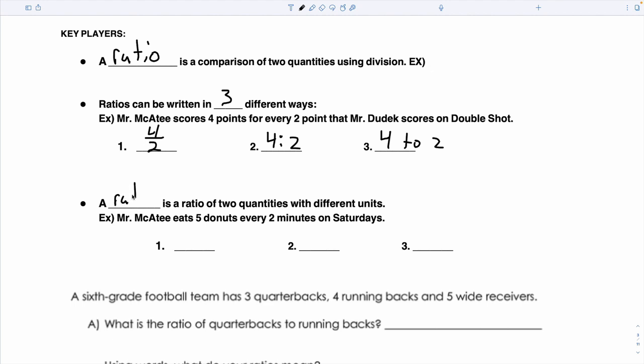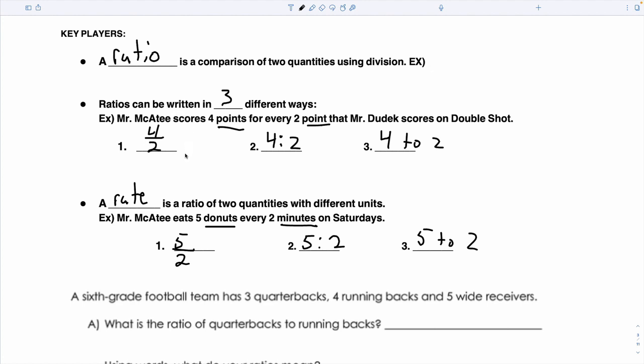A rate is different than a ratio. A rate has 2 numbers that are being compared, but they're different types of numbers. This one was both points. The rate is going to have donuts and then minutes. So I'm going to eat 5 donuts every 2 minutes. I'm also going to show that with a colon. I could also do 5 to 2. The rate is different from the ratio. The rate has 2 different units, donuts and minutes. A ratio has the same unit, point and point.